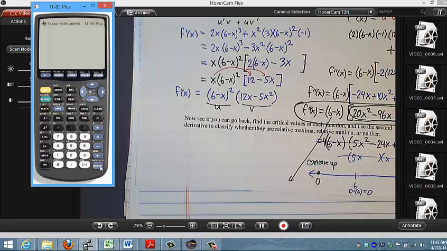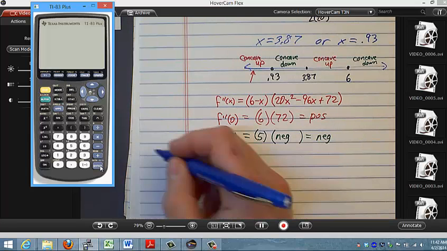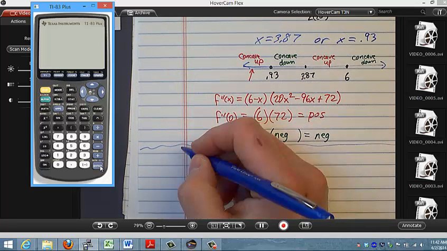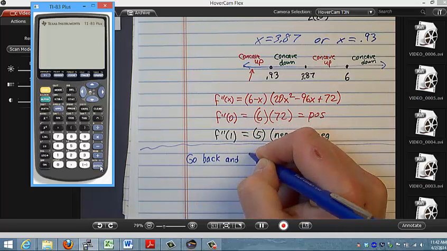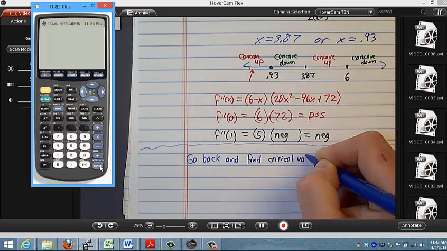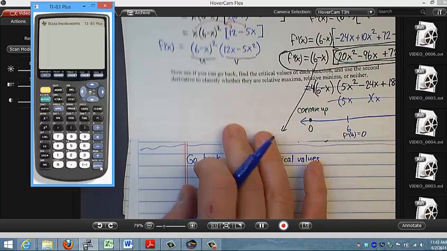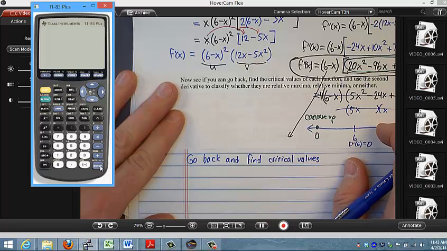I'd like to help you do problem 2, okay? And then turn you back on problem 1 if you want. So I'm going to keep this picture up here, and what it says is go back and find the critical values. Now wait a minute. If I want to find critical values, which derivative do we need? First derivative. Do we have the first derivative? Yes. Thank goodness, because I did not want to write it out again, or have to take the whole thing again.